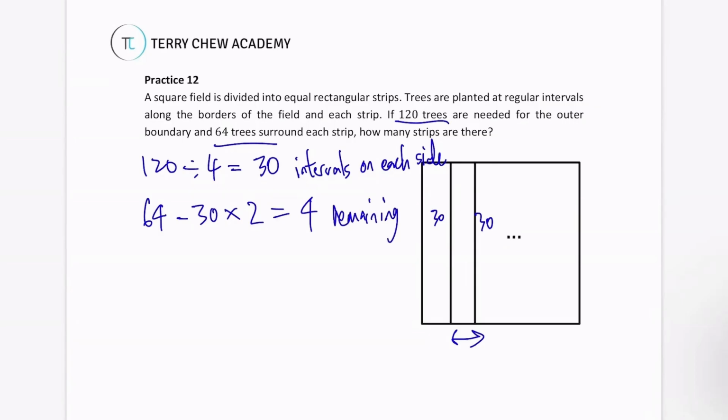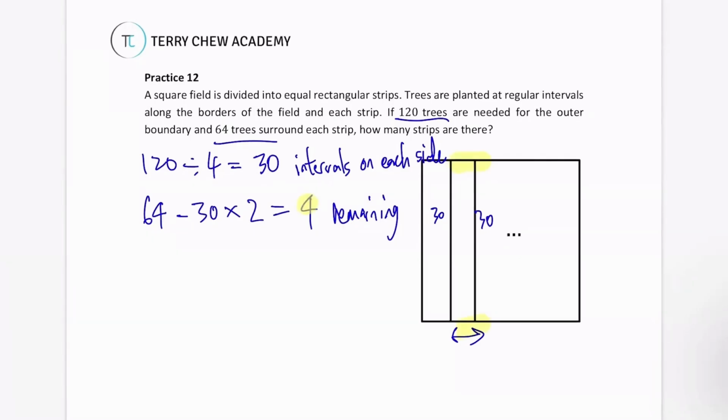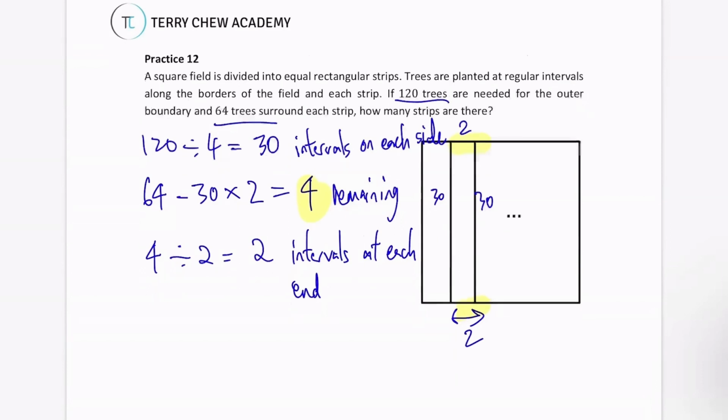But that is not complete, right? So you know that 4 remaining is actually for a total of this top and bottom. What you want to find is each, which is actually 2 intervals at each end. So here you have 2, here you have 2. Yes, following? Then how do we find?